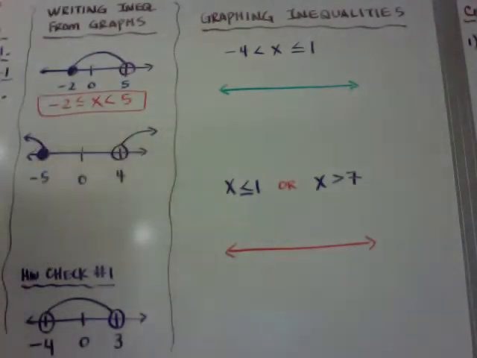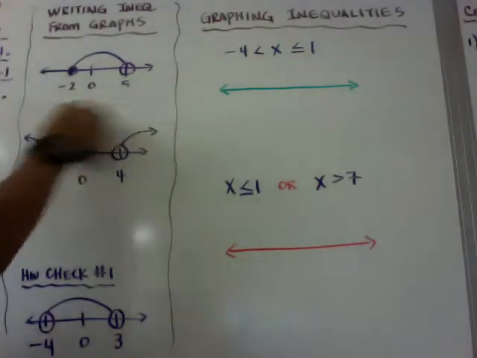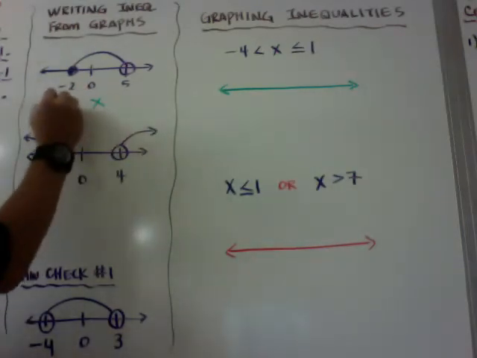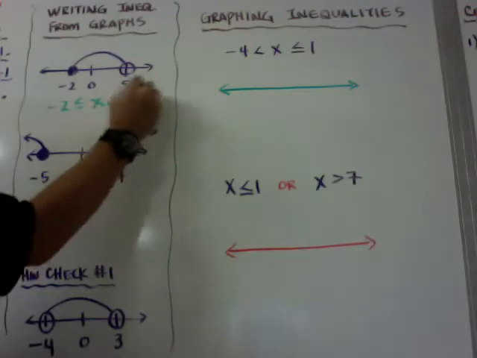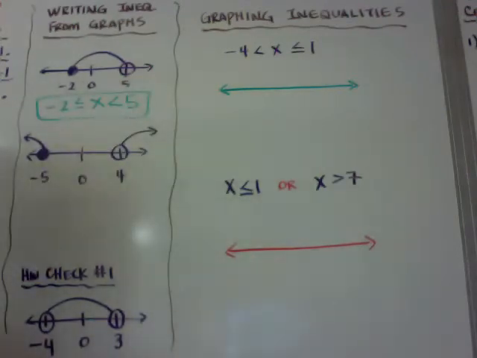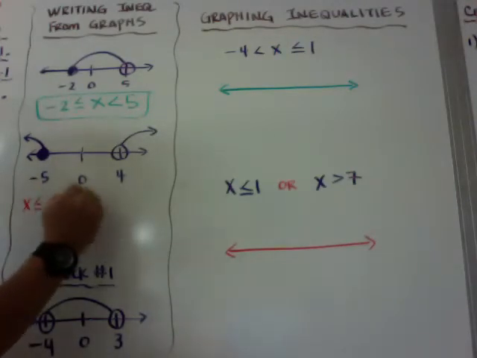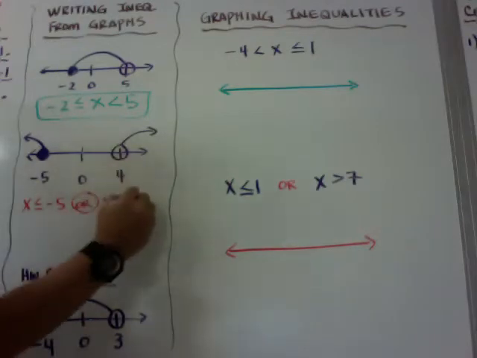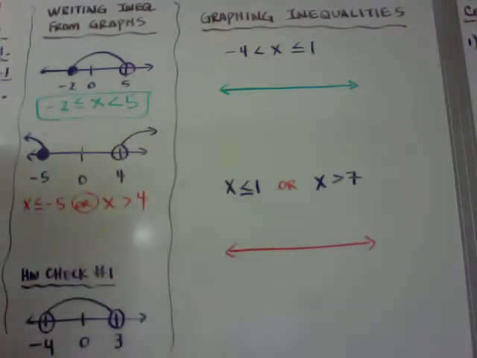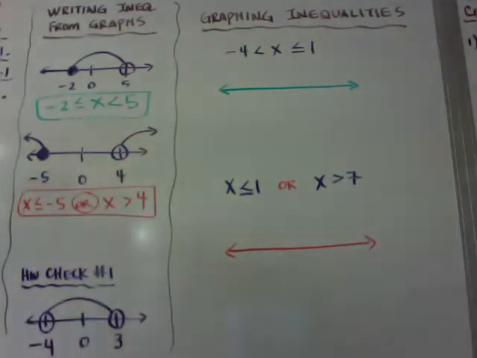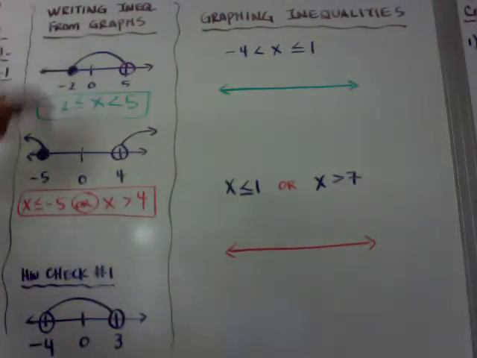For this one, I can see it's going to be an "or" problem. Oh no, I should have used green for my "and" problem. So I'll do it real quick again. Put the x in the middle: -2 less than or equal to x, less than 5. On this one, it's an "or" problem, so I'm going to use red. I write two separate ones: x is less than or equal to -5, or x is greater than 4, since it's an open circle. And that's all you do. So that's how you write compound inequalities according to the graphs, if they give you the graph.